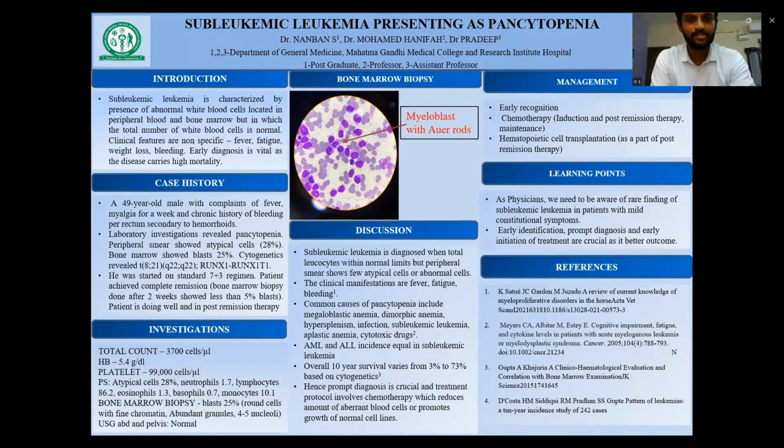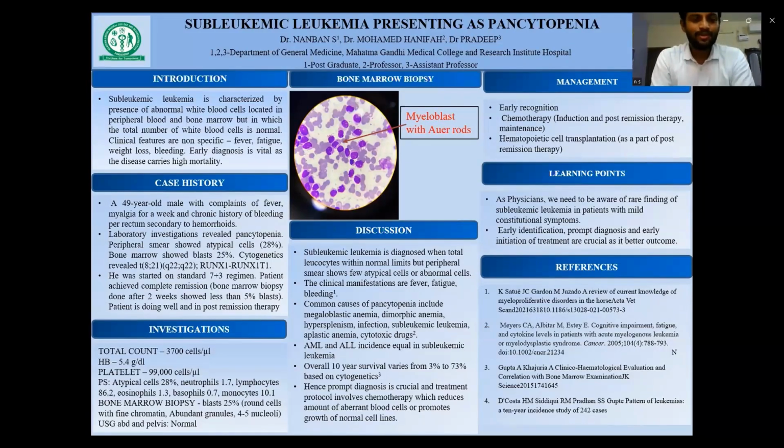He was diagnosed as a case of AML and was started on the standard 7+3 regimen. The patient achieved complete remission, which was confirmed by a bone marrow biopsy done 2 weeks after chemotherapy, and it showed less than 5% blasts. The patient right now is doing well and is in post-remission therapy.